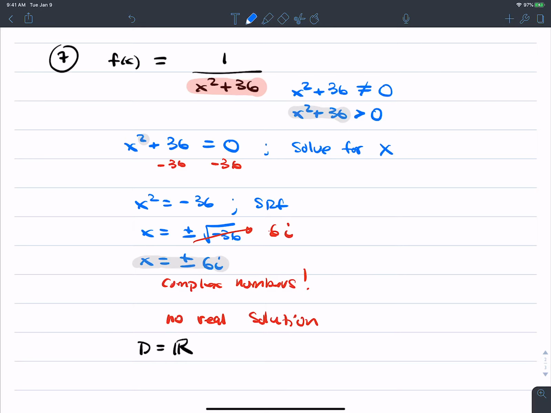Now, you may have said, going back to solving this quadratic, what happens if we try to factor? Well, you can't factor here because this is not factorable. So the sum x squared plus 36 is not factorable. So let's remember that. And when it's not factorable, you have the same conclusion, that there will be simply no real solution, which means your domain is the set of all real numbers. So this is number 7.